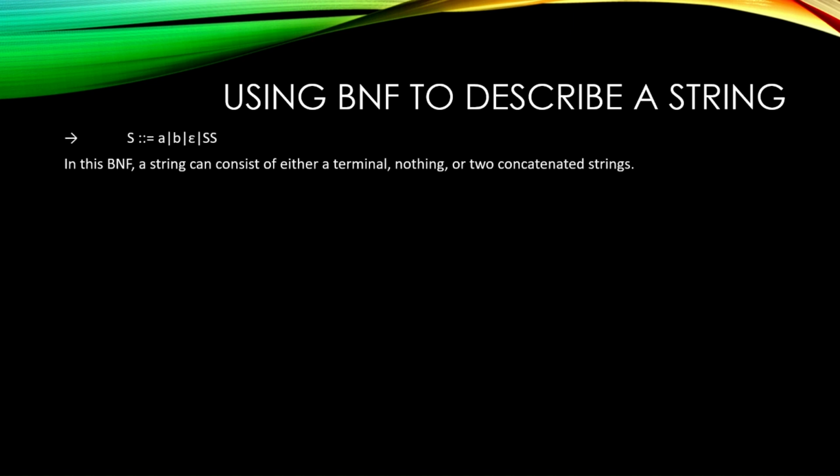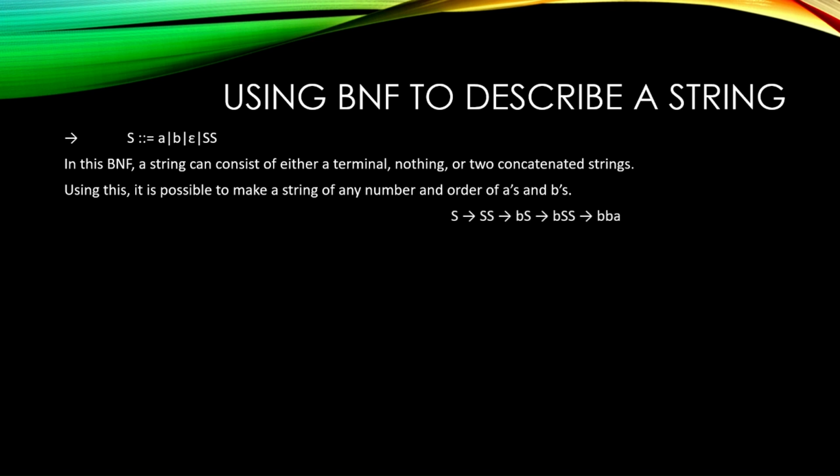So how does this work? It can consist of either a terminal, so that's A or B. It can consist of nothing, so the epsilon, or 2 concatenated strings. Using this, it's possible to make a string of any number and order of A's and B's. So let's see how we can use that. We could expand S into SS, then BS. It kind of is a bit BS. Then we could expand that S into another SS. We could end up with BBA, for example. We could do this for any number and order of A's and B's.